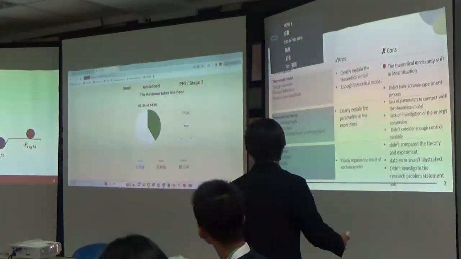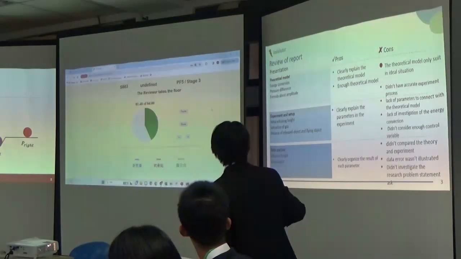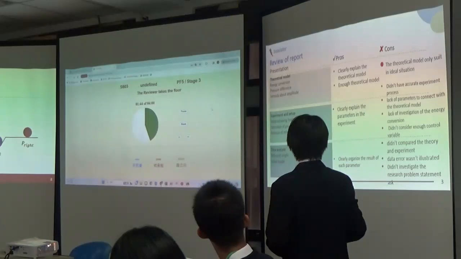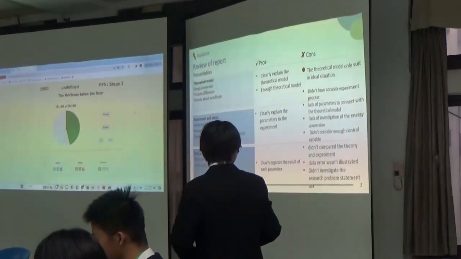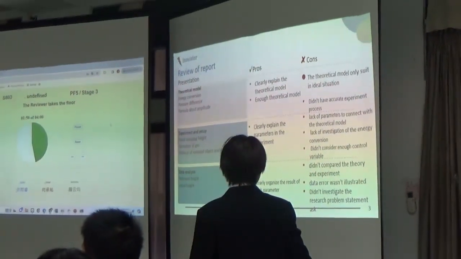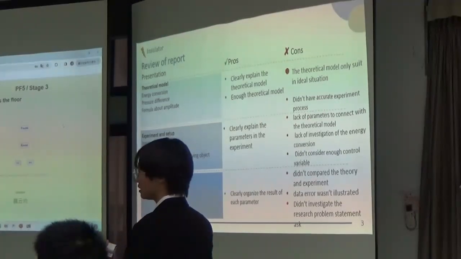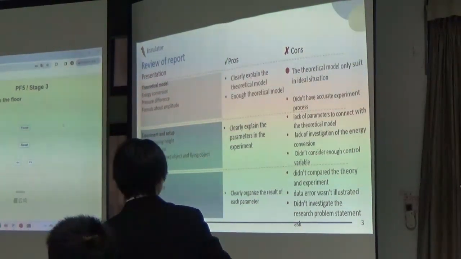Okay, so for the data analysis of the reporter, he has the response height and initial height, and he clearly optimized the result of each parameter, but he didn't compare them. But data error wasn't illustrated and he didn't investigate the research problem statement. And because I don't see the response height in his data chart, the problem statement is about the velocity.